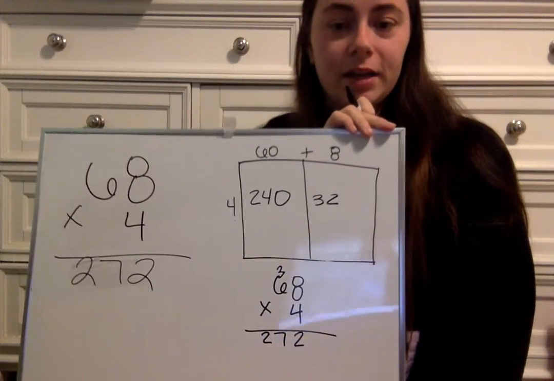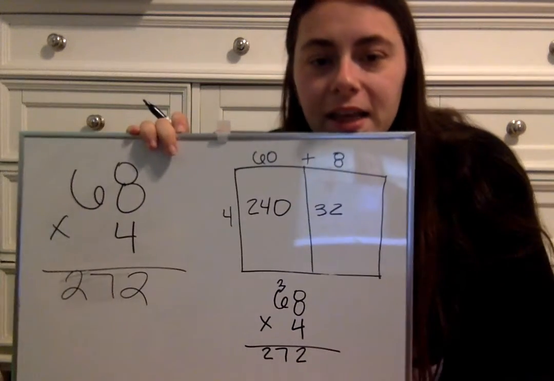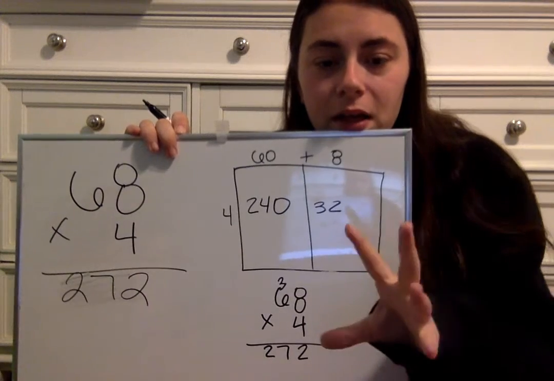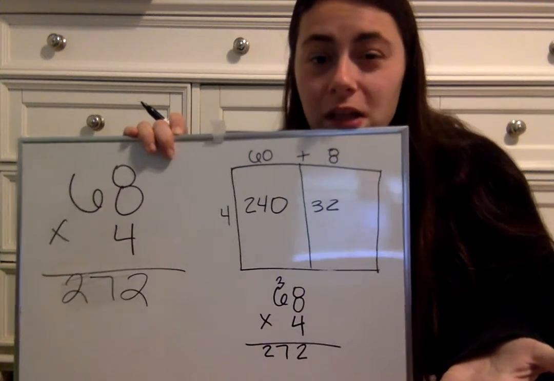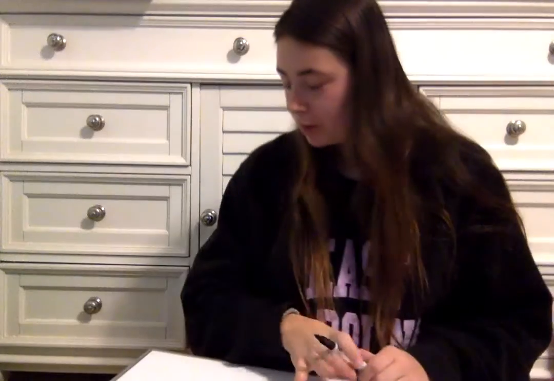Look at that. Before I said I was going to do an estimation strategy, but I think that because we broke it down with the area model, it's basically the same thing. But you know what? I take that back now that I've said it out loud. I'm going to do it anyways. So let's round 68. Is that closer to 70 or 60? 70. So 70 times 4.